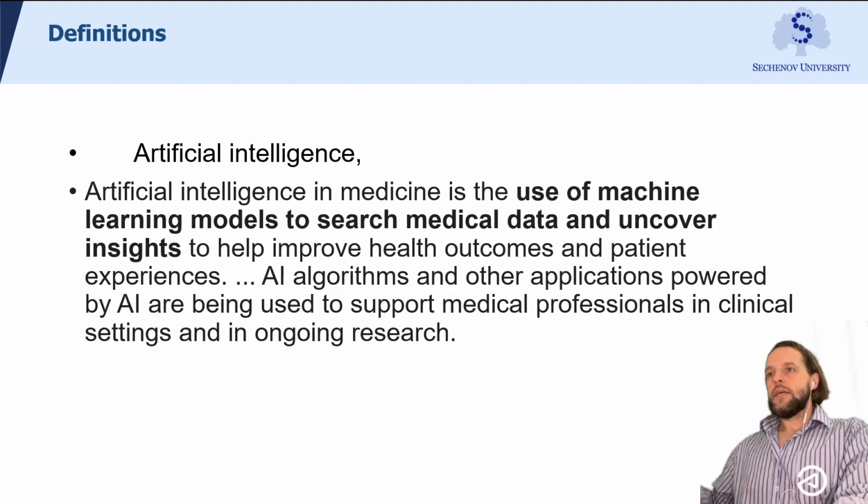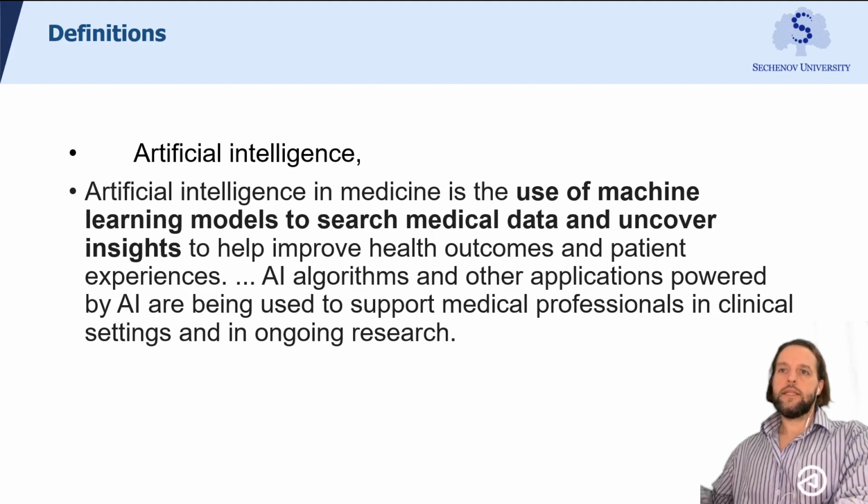And of course, I guess the most important term right now is artificial intelligence. In medicine, it is the use of machine learning models to search medical data, uncover insights, and improve health outcomes for patients. So it's not a strict technology or strict methodology. It's an umbrella term to cover all the substitutes for human intelligence. So each time we're using some algorithm or software product replacing humans in making some decisions, we can talk about artificial intelligence. And there are a lot of possibilities for how AI could help medical professionals to provide their services.